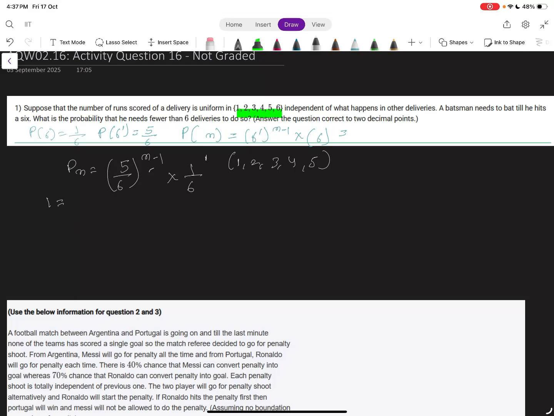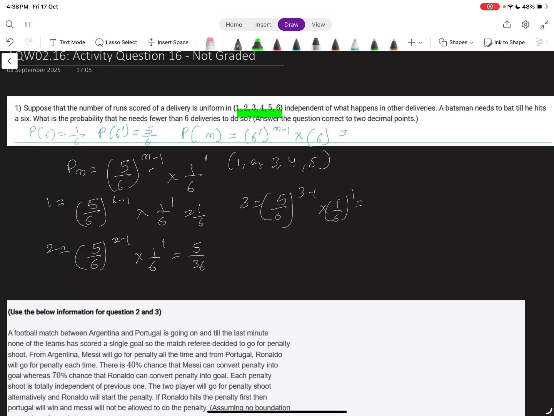Let's first evaluate the first. It's going to be 5 over 6 to the power 1 minus 1, times 1 over 6. This is going to be 1 over 6. For 2, same thing: 5 over 6, and n is 2 minus 1, times 1 over 6. It's 5 over 36. Third case, we have 5 over 6 to the power 3 minus 1, times 1 over 6. It is going to be 25 over 216.